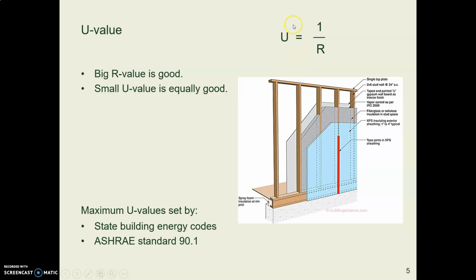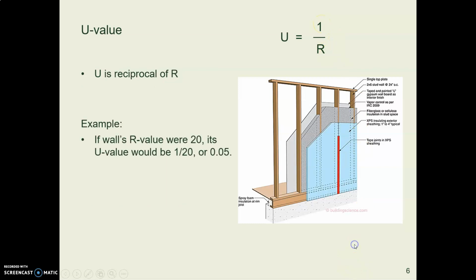And the reason for that is the U value is nothing more than a fraction, 1 divided by the R value. So for example, if you had a wall where the R value were 20, R20, that means the U value would be 1 over 20. Or if you punch that in your calculator, you find out that's 0.05. If the wall's R value were 50, R50, the U value would be 1 over 50, so an even smaller number.